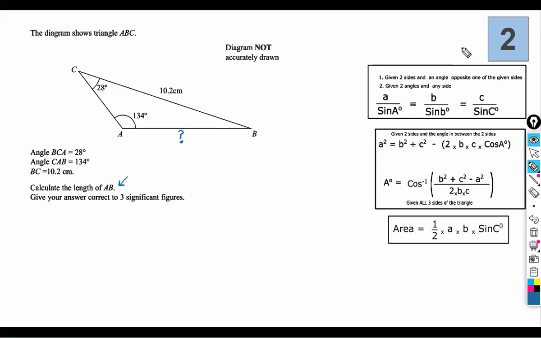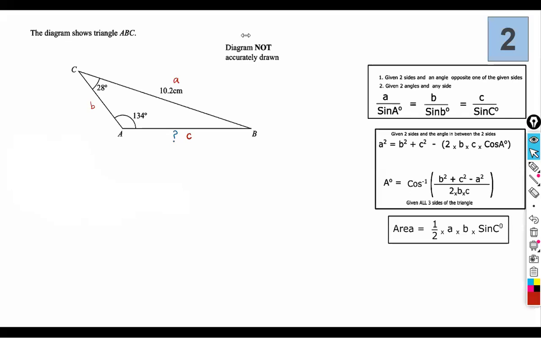I wonder which rule this one will be. So we throw away B because they give us no information on B. They don't even want us to find B. So you keep the A's and the C's. So it's a divided by sine capital A is equal to c divided by sine capital C.